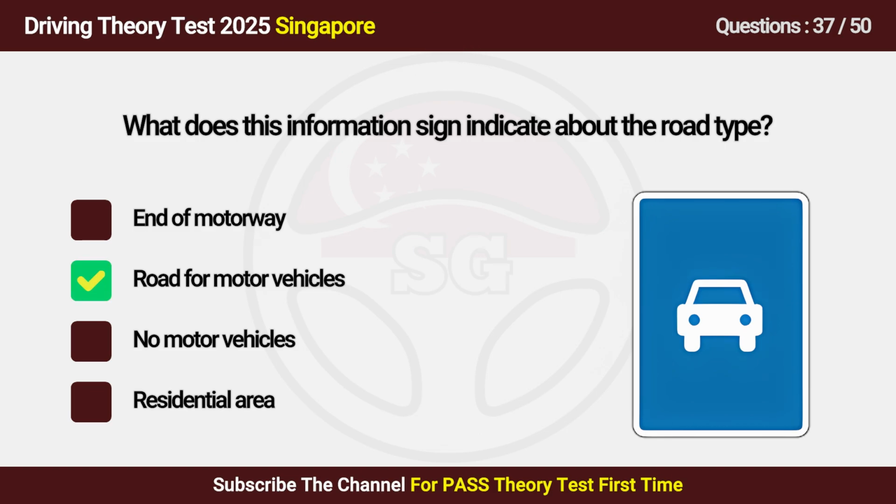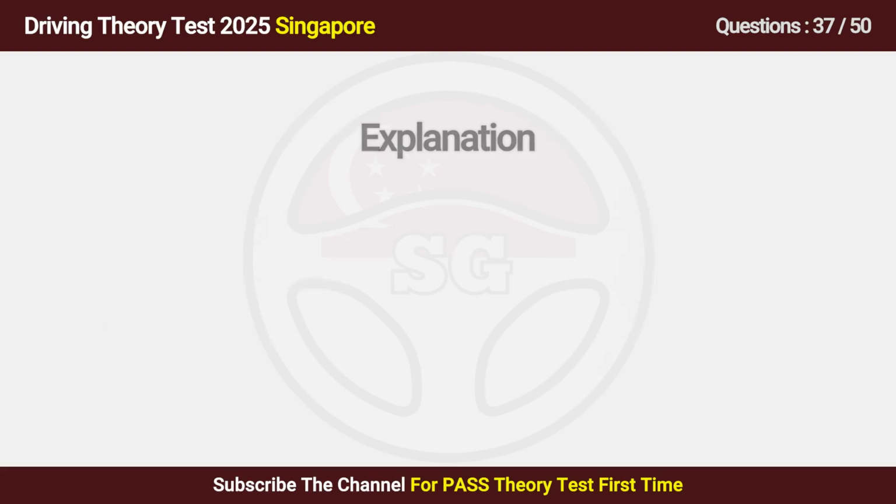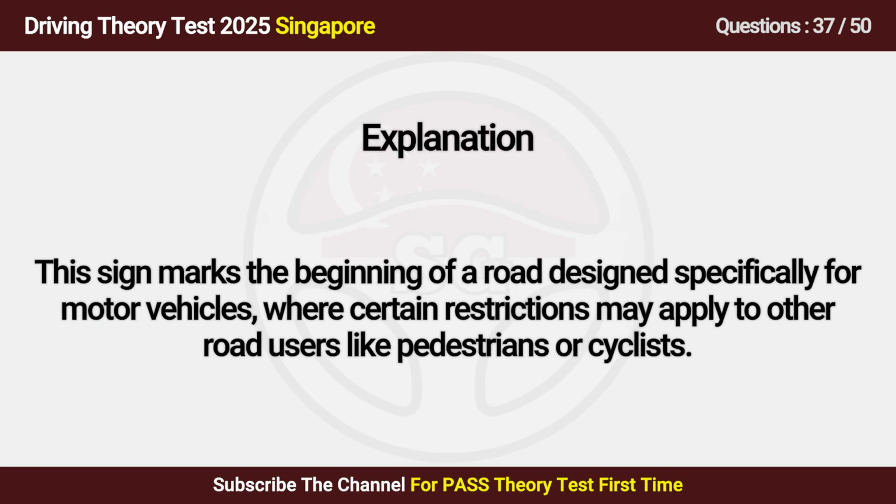Answer is B. Road for motor vehicles. This sign marks the beginning of a road designed specifically for motor vehicles, where certain restrictions may apply to other road users like pedestrians or cyclists.